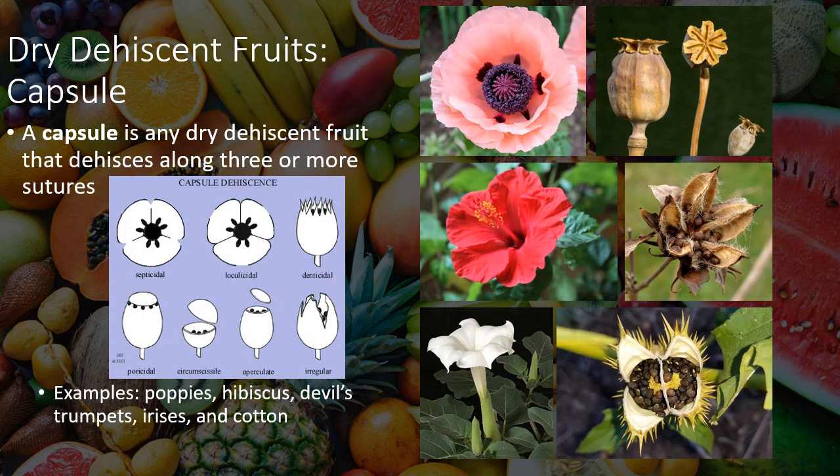On the very bottom, we have datura, and we can see that datura split open along 4 different sutures, and that 2 of those sutures aligned with the septum, or the divider within the fruit, and that 2 of the sutures were just splitting open the locules themselves. So it's kind of an interesting combination where it's both septicidal and loculicidal.